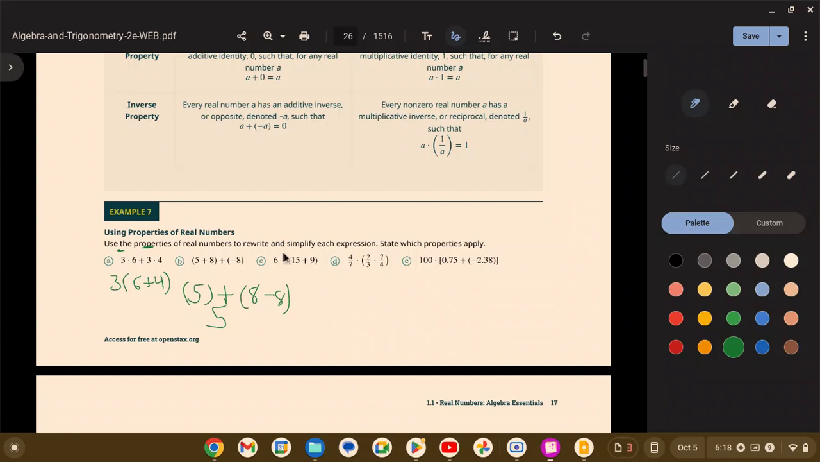Okay, so for this one, I can distribute. This is like saying 6 times negative 1 times (15 plus 9). So I can actually distribute that negative sign to there and there. So then I get 6 plus negative 15 minus 9. Right?